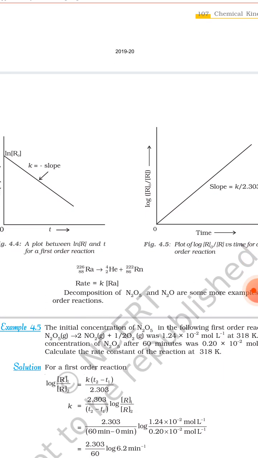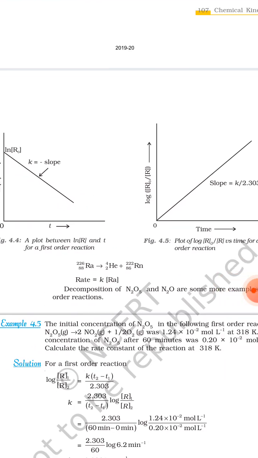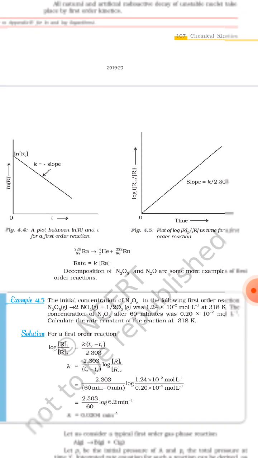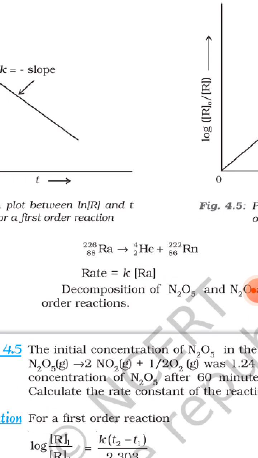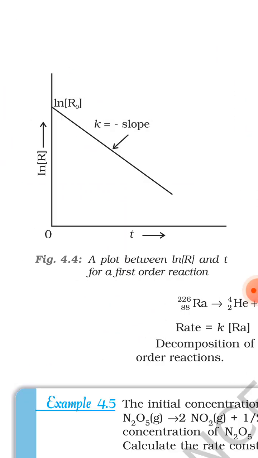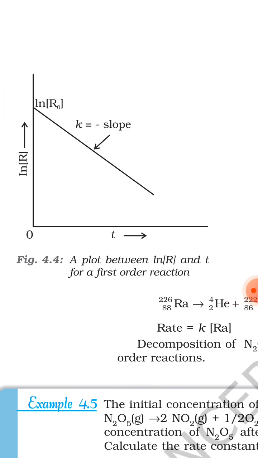Now here is a graph plotted for different formulas but of the same order, that is first order reaction. Both of these graphs are first order reactions, but the formula used has been arranged differently. Here we can see a plot between ln R and t for a first order reaction.